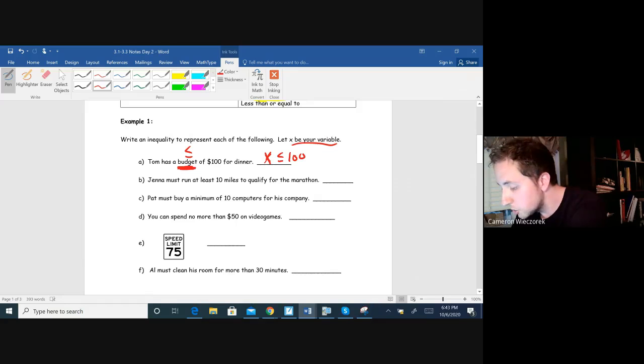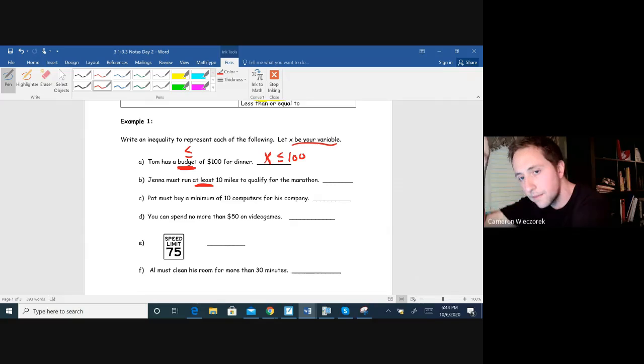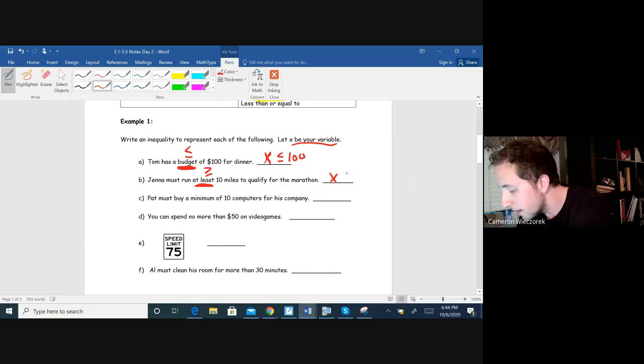The second one says Jenna must run at least, there's my key phrase, 10 miles to qualify for the marathon. At least means the smallest she can run is 10, or she could run more. And if you think about it, if she only runs a mile or two, she's probably not going to qualify for a marathon, because in a marathon you're running 26.2 miles. They want to see that you can run a smallest amount of miles, and then you build your way up. So this would be greater than or equal to. The miles X needs to be greater than or equal to 10.